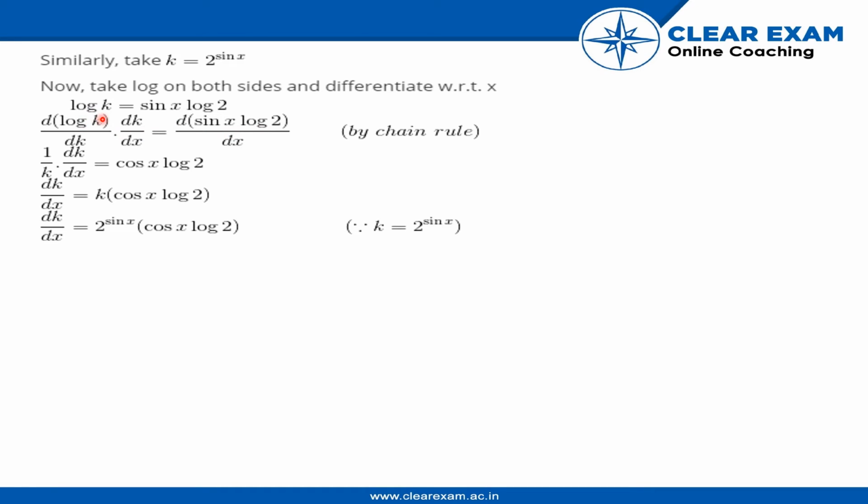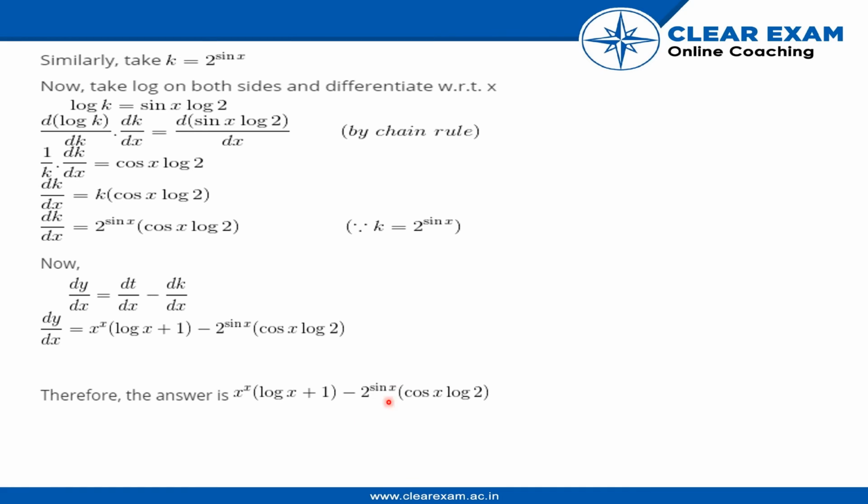D by dx of log k can be evaluated by using chain rule as d by dk of log k into dk by dx, which is 1 by k dk by dx, equals d by dx of sin x, which is cos x, and since log 2 is a constant, so cross multiplying k on the other side, we get dk by dx equals k into cos x log 2. Replacing the value of k as 2 to the power sin x, we get dk by dx equals 2 to the power sin x into cos x log 2.